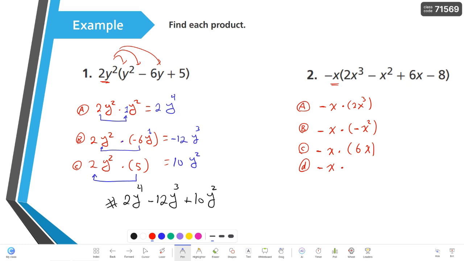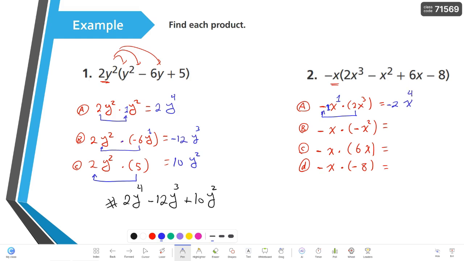So this would be negative x times negative 8, and then we need to find the product of each step, then combine all the like terms together and simplify our product. In the first term here, we need to multiply the coefficients together. The hidden coefficient is 1, so this would be negative 1. Negative 1 times 2 would be negative 2, and then we need to multiply the variables: x, which has an exponent of 1, times x raised to the power of 3. So this would be x raised to the power of 4.